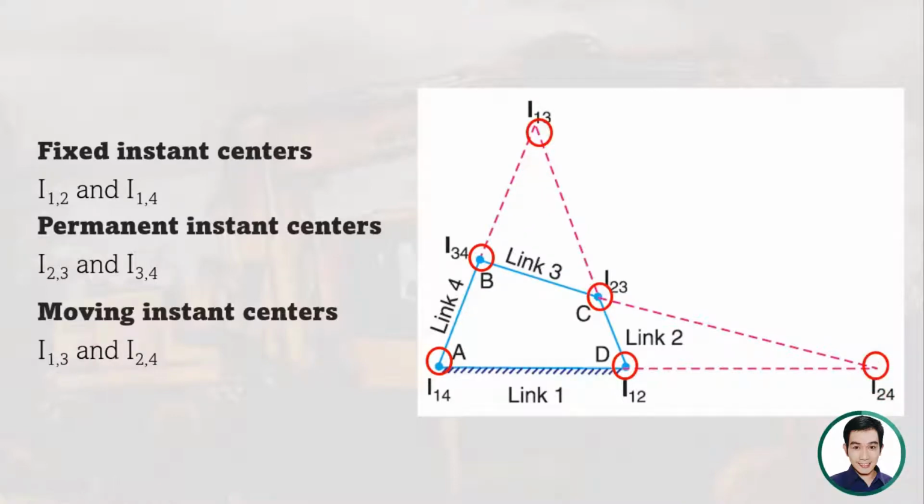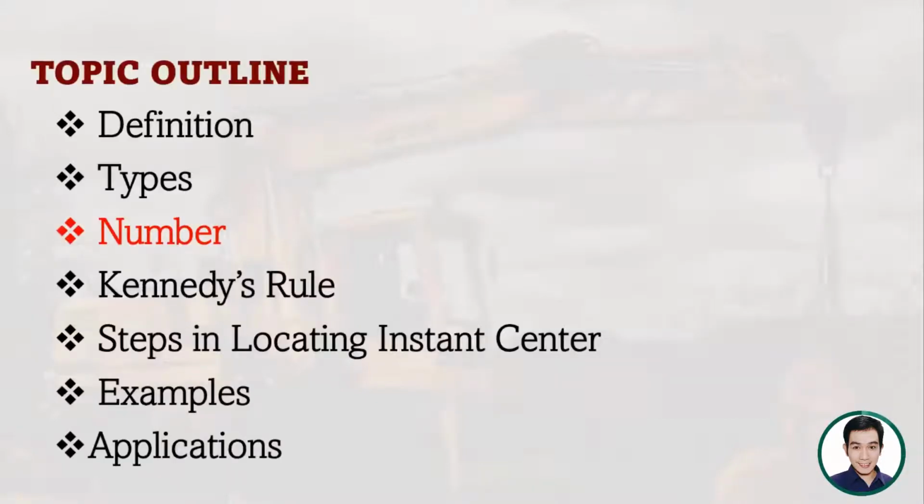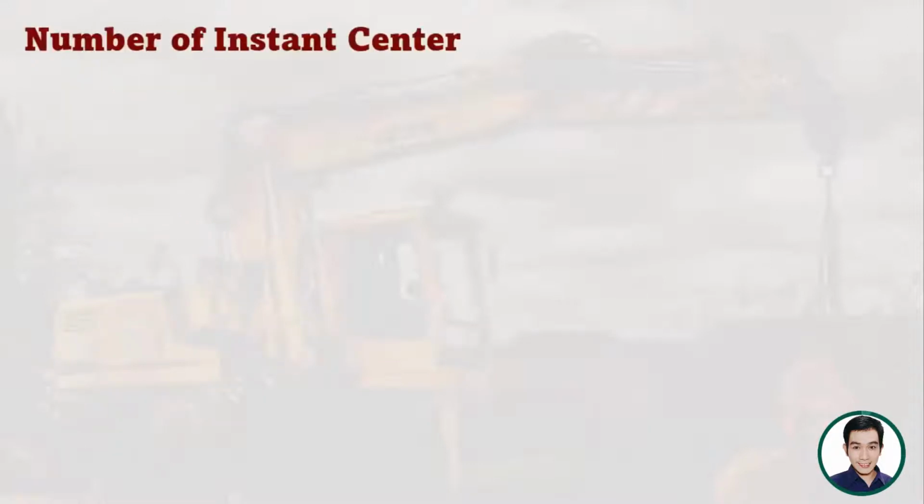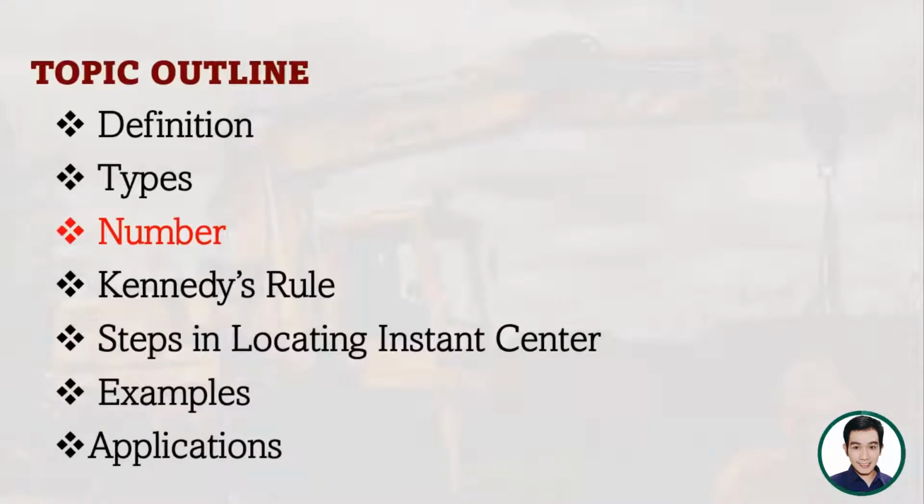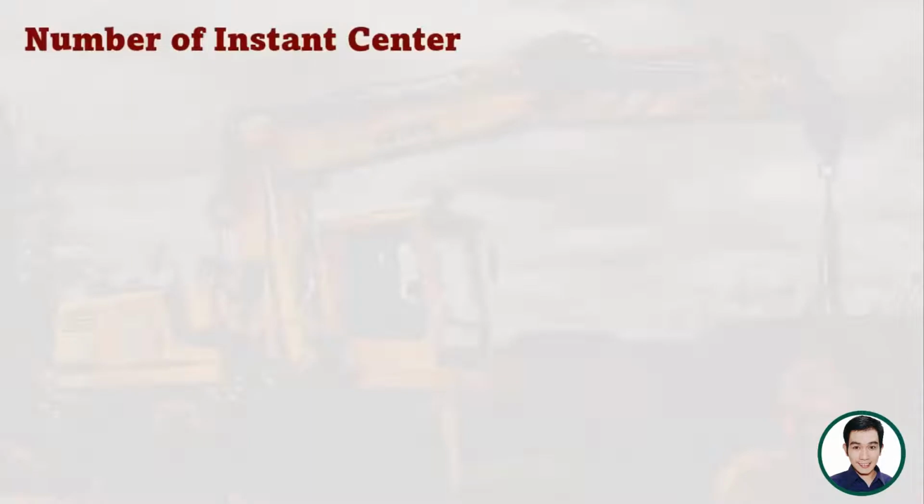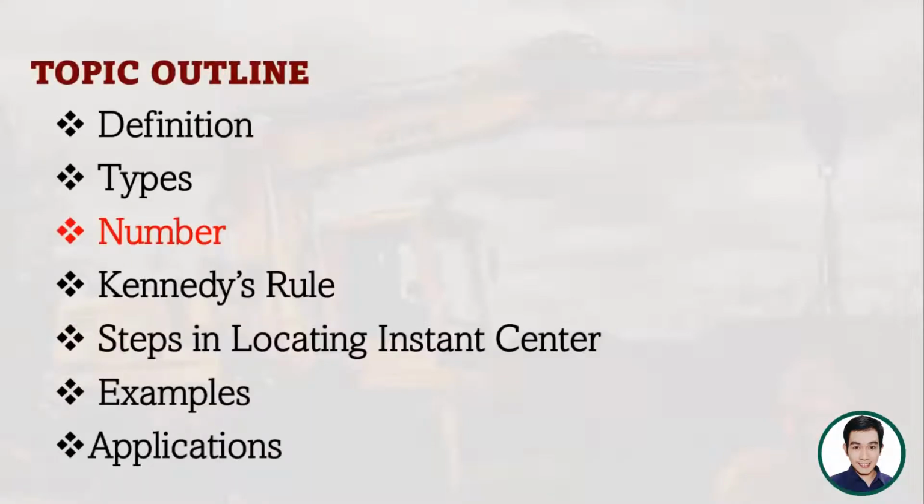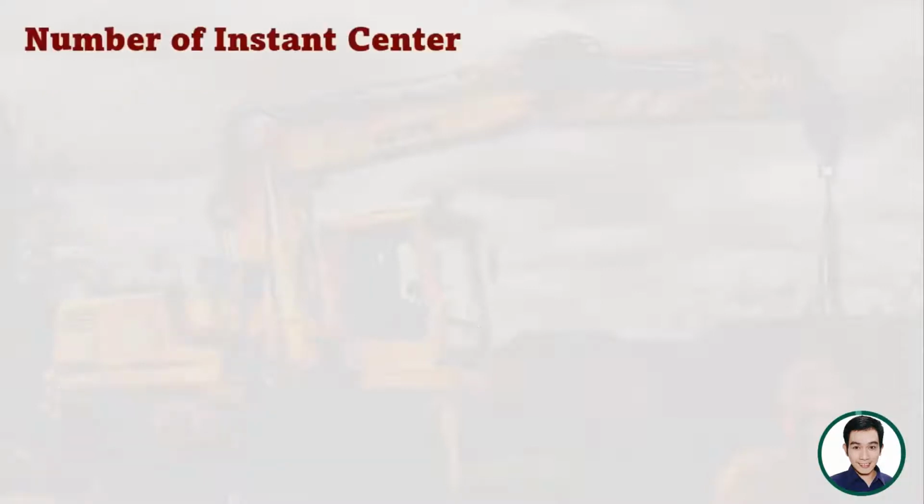So those are the different types of instant center. By now, you may be wondering, how can we find or identify the instant center? Say for example, the moving instant center. We will use the formula to determine first how many instant centers exist in a particular linkage.